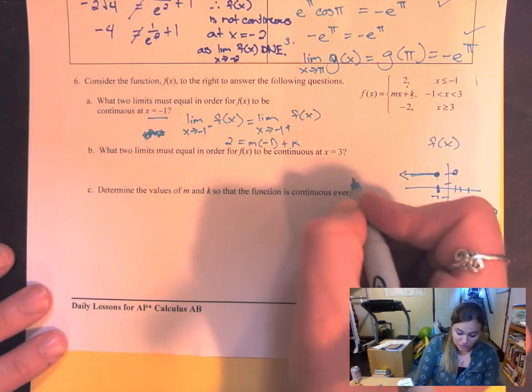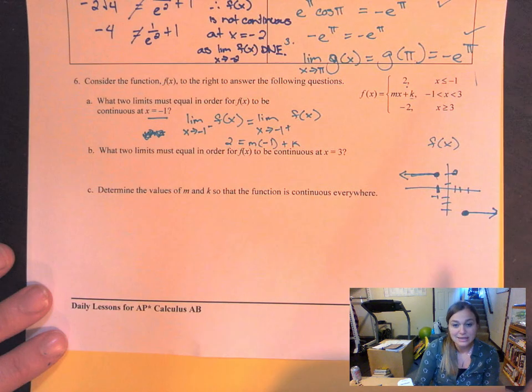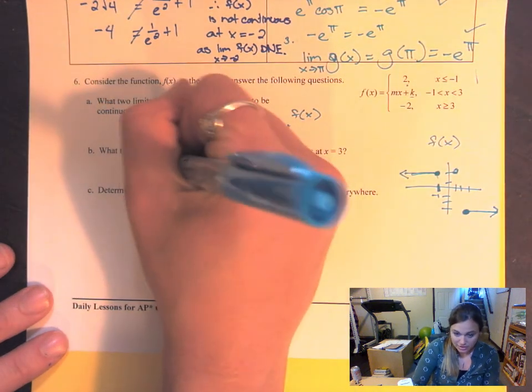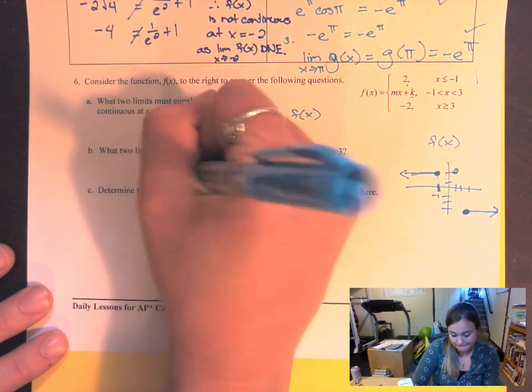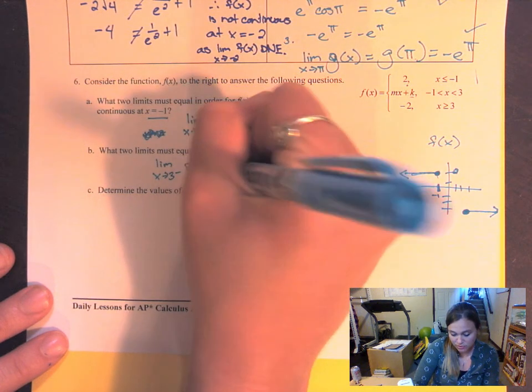What two limits must be equal in order for f of x to be continuous at x equals 3? It must be the limit from the left has to equal the limit from the right.